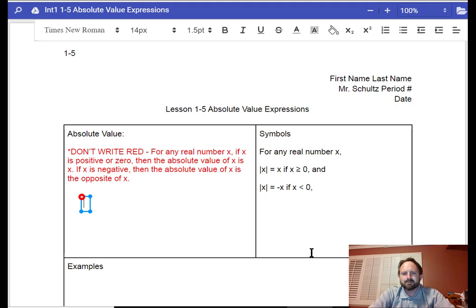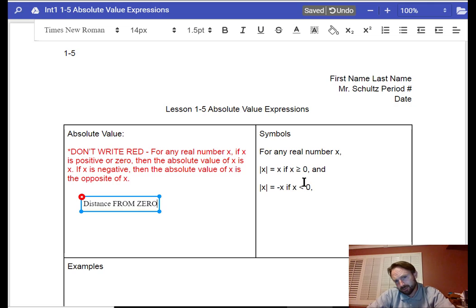That's the definition. But it's like the distance from zero. The distance from 0. For any real numbers x, the absolute value of x equals x if x is greater than or equal to 0, and the absolute value of x is equal to negative x if x is less than 0. What does that mean?